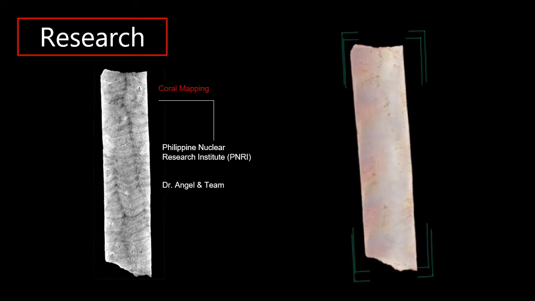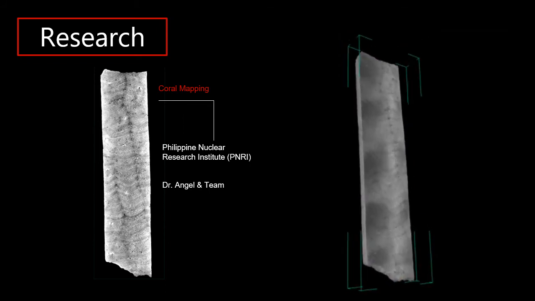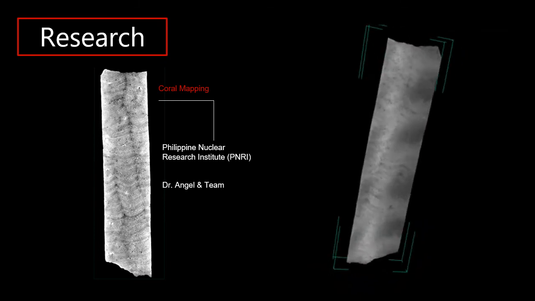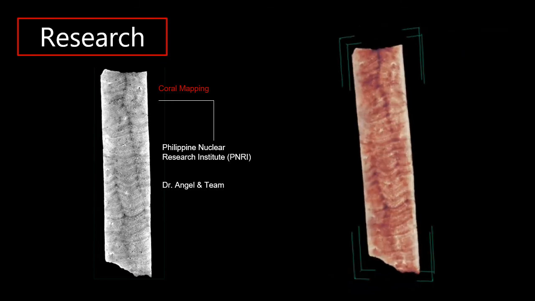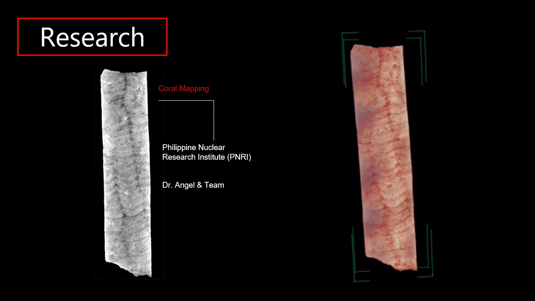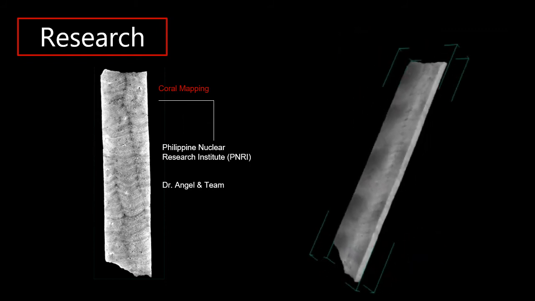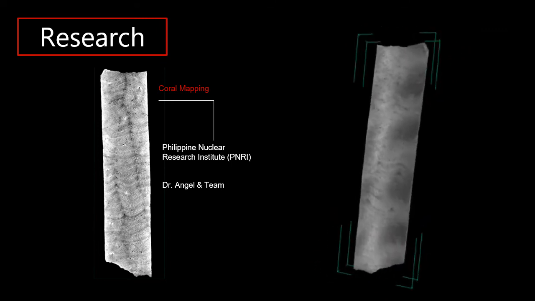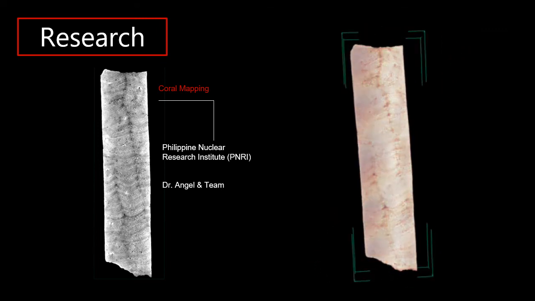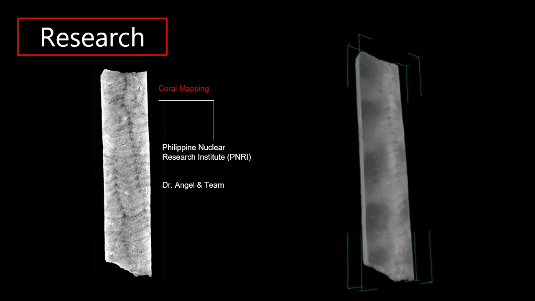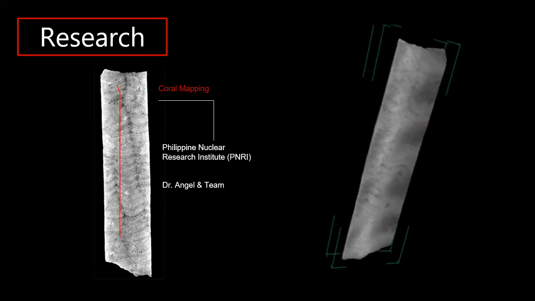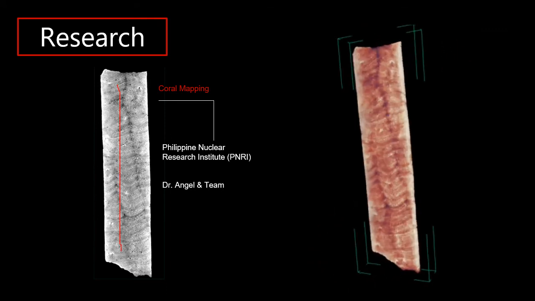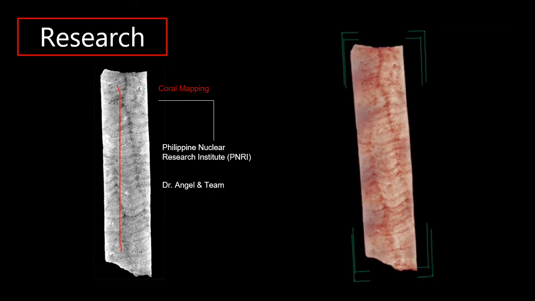For research and development, PNRI or the Philippine Nuclear Research Institute with Dr. Angel and his team studied coral bonds using X-ray. In partnership with ADMATEL, we can do a 3D CT X-ray of the sample and produce a coral map. The map or the bonds that you see in the image represents changes in sea surface temperature.